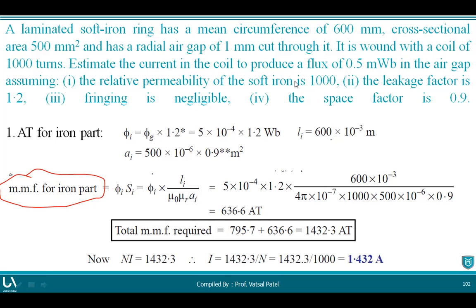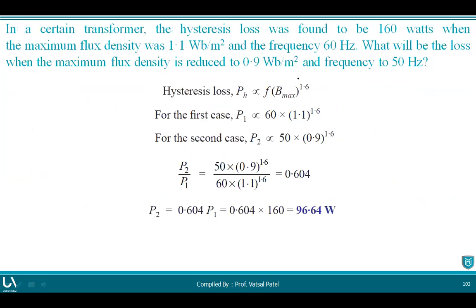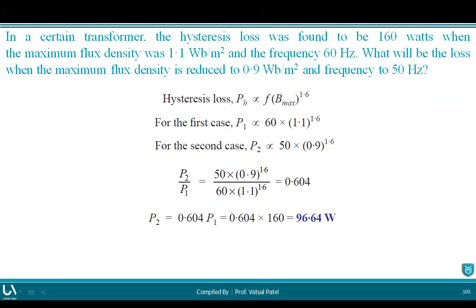Okay, so now if we go ahead with our next example, this is based on the hysteresis loss we had already identified. In a certain transformer, it is given that the hysteresis loss was found to be 160 watt when the maximum flux density is 1.1 Weber per meter square. The frequency at that time is 60 hertz. Now, if the flux density is reduced to 0.9 Weber per meter square at the frequency of 50 hertz, then what will be the losses that we have to identify?